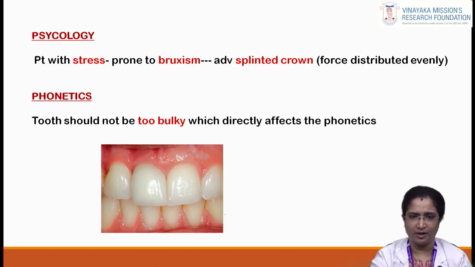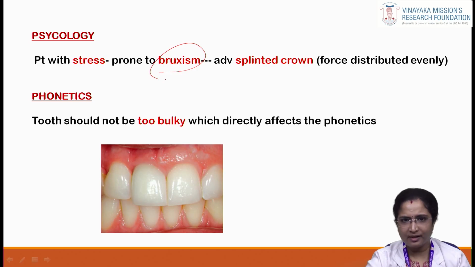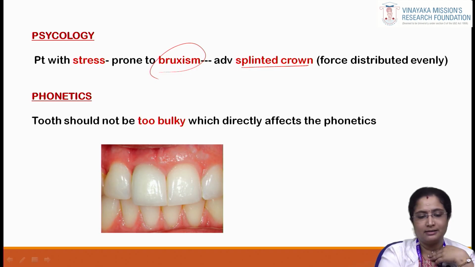Next is the psychology of the patient. Some patients with more stress will have parafunctional habits like bruxism. In case of bruxism, we have to go for splinted crowns, or we have to take an additional secondary abutment for even force distribution. Next factor to be considered is phonetics. For phonetics, the tooth length and the tooth contour are very important.